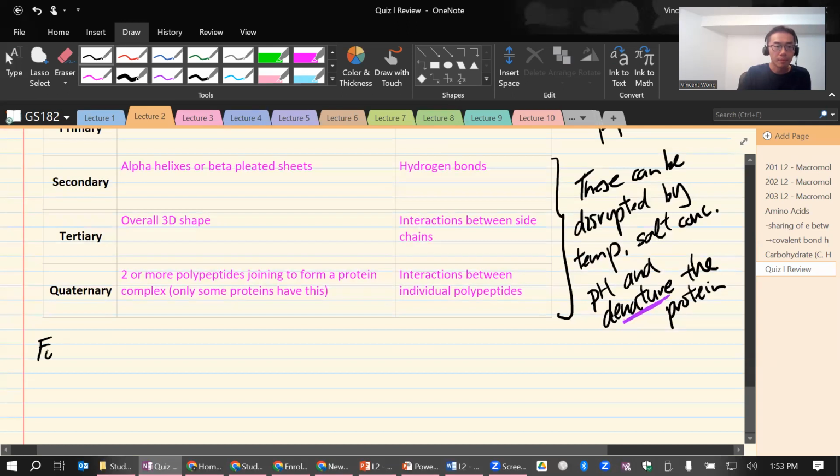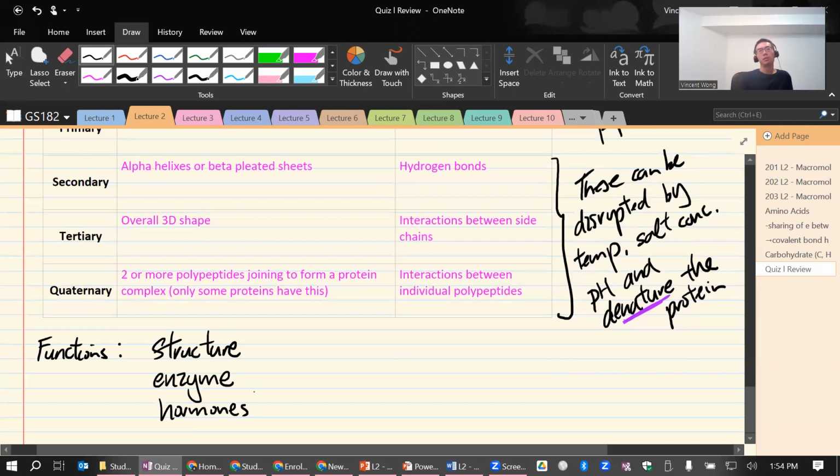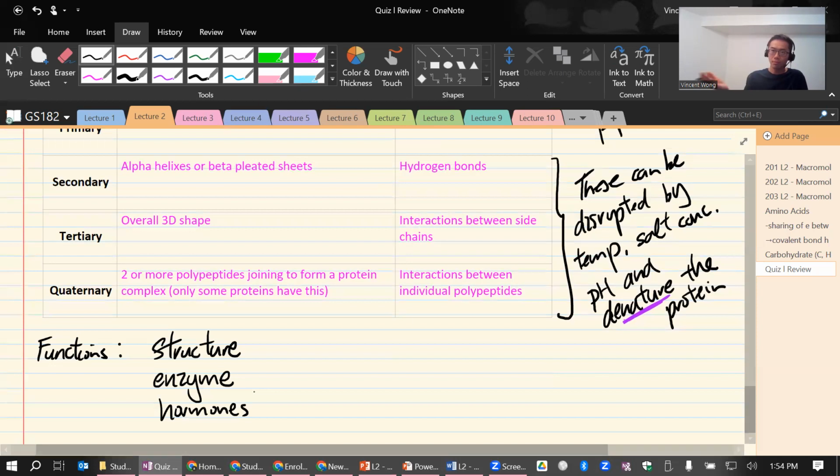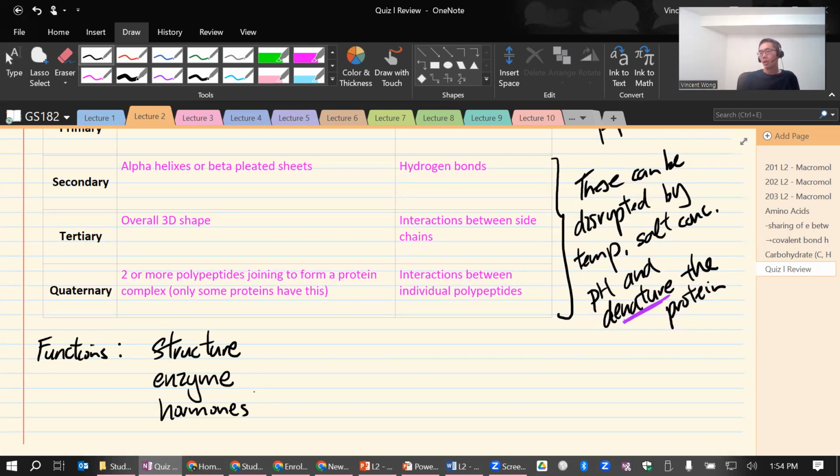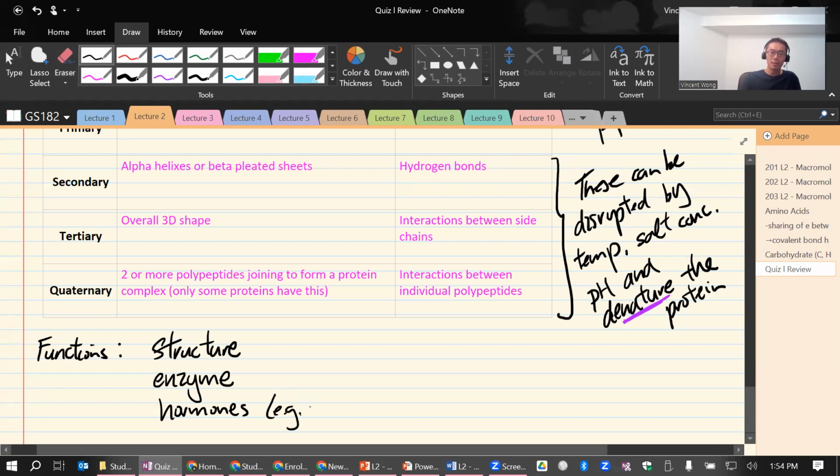Functions. Okay, what do we need proteins for? Structure. Muscle, hair, horns, nails. Just put down some examples. We also need proteins for enzymes and hormones, right? Some hormones are steroids, like estrogen, testosterone. Some hormones are protein. The only example I gave you is insulin. You might know others, fantastic, but that's the only one we've done.